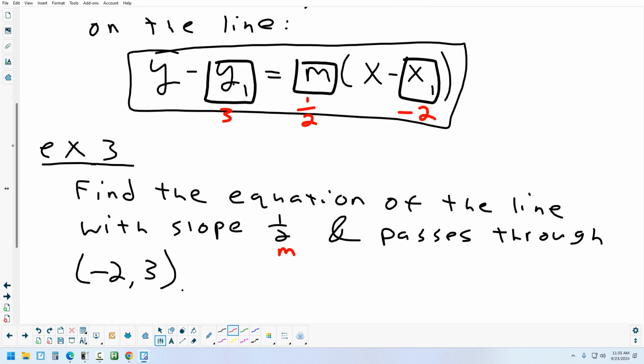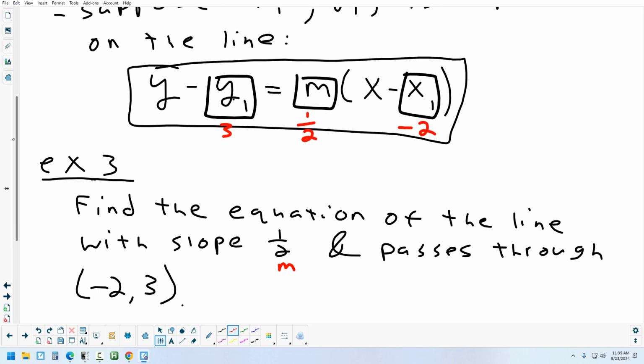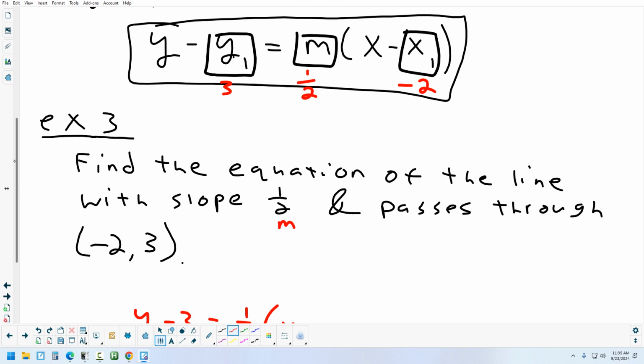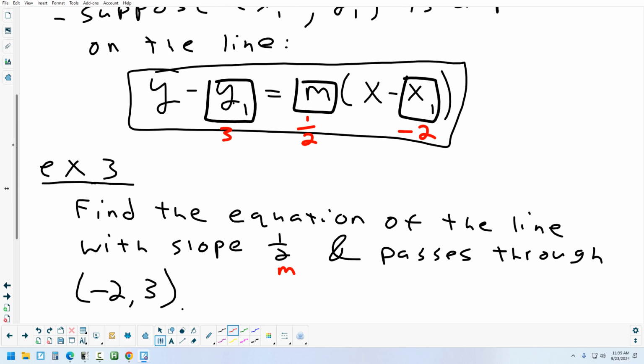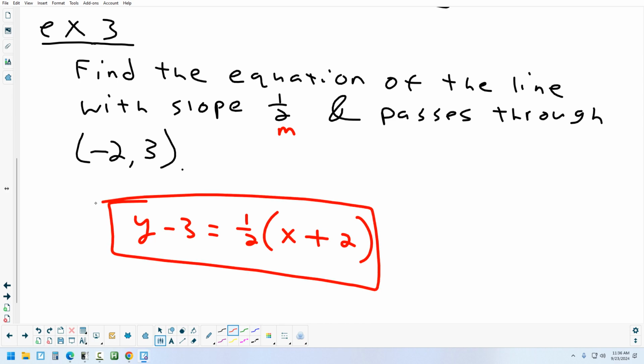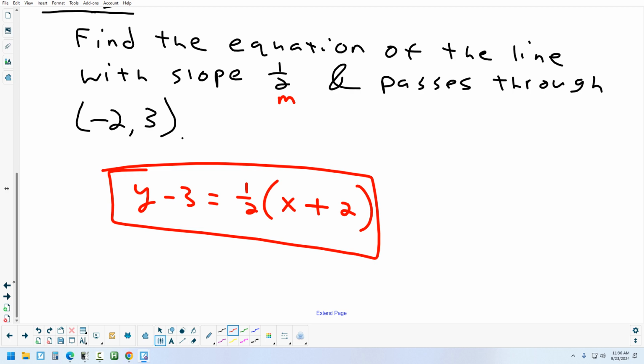So y minus 3 equals 1/2 times x minus 2. Sorry, x minus negative 2. If you were going to leave your answer in point-slope form, I would just clean that up a little bit. What could I do on the right-hand side? Yeah, we could just make that addition. And I would say that's how I would leave my answer in point-slope form. If they said, write your answer in y equals mx plus b, what would you get when you distribute that 1/2 out?